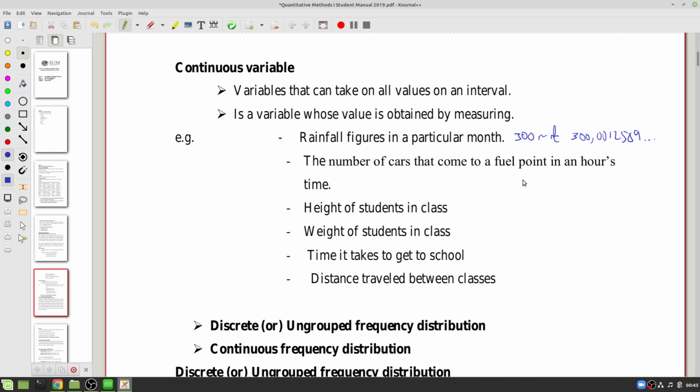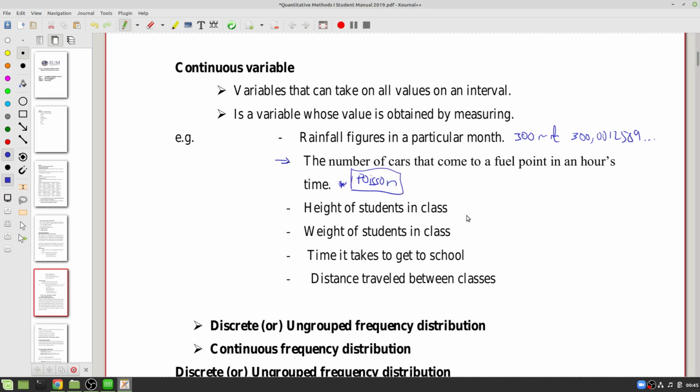The number of cars that come to a fuel point in an hour's time. This is also one on the continuous side that we'll make a star with. And again, for this one, go do some research and see why this would be a continuous variable. Perhaps you could look for something to do with Poisson distribution. So search for a Poisson distribution and see why that would be considered continuous in this case. All the rest of the things are pretty straightforward.